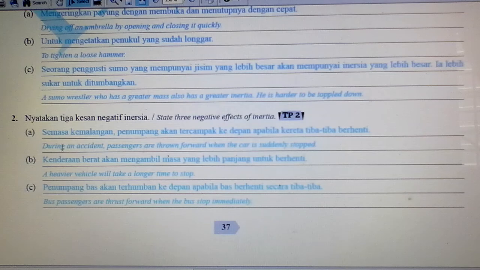For example, during an accident, passengers are thrown forward when the car is suddenly stopped. A heavier vehicle will take longer time to stop. Bus passengers are thrust forward when the bus stops suddenly. Okay, so this is all about negative effects of inertia. As you can see, mostly happen during accidents.